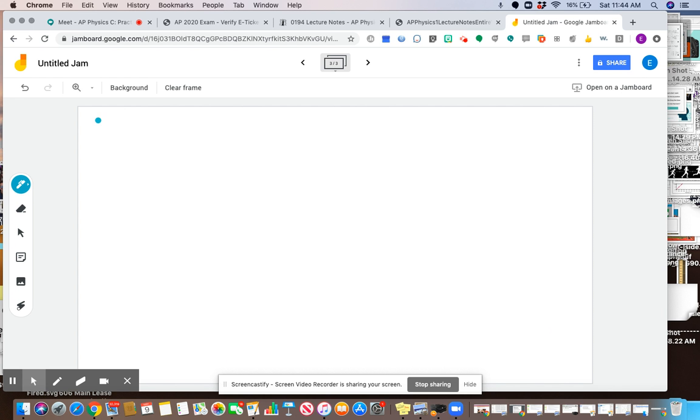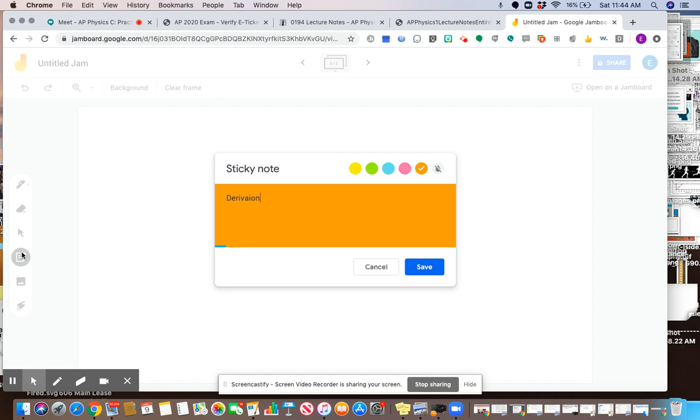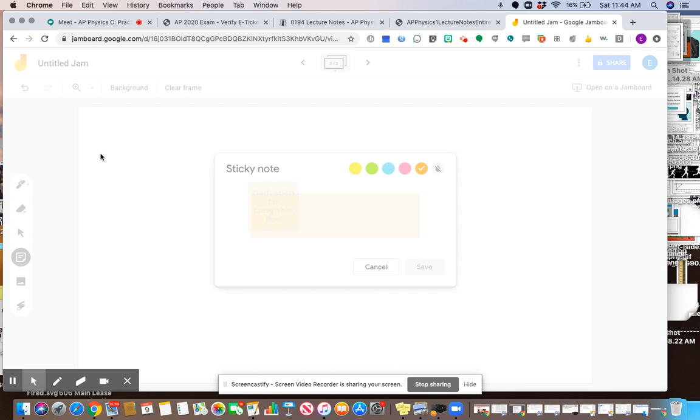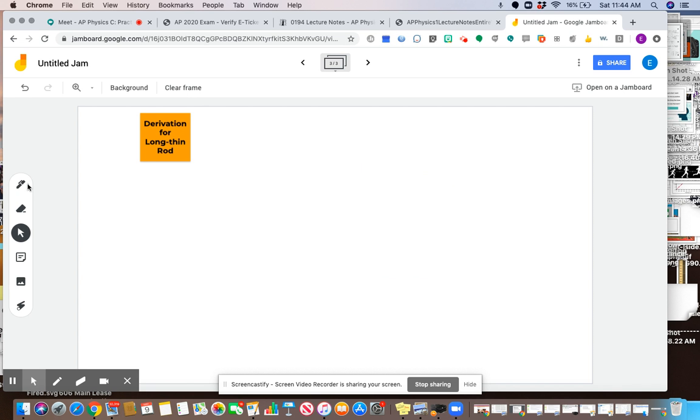So let's talk about the one derivation that you might actually need to use, which would be the derivation for a long, thin rod. Okay, so we'd start out with our integral for I. I'm going to draw a picture first, actually. So we're going to derive the value for I if the long, thin rod rotates about its center of mass.